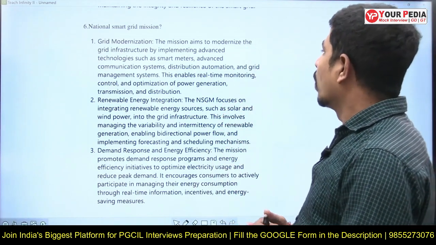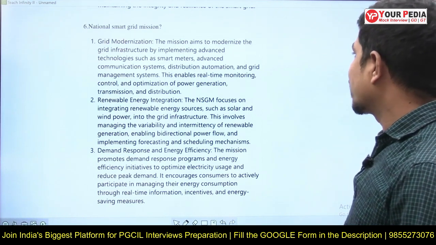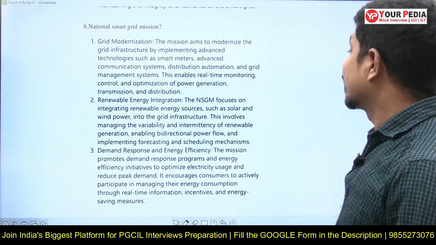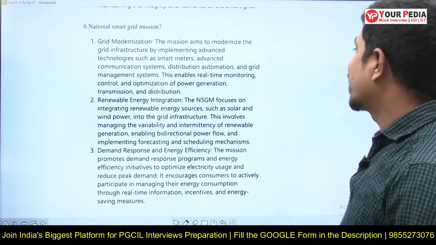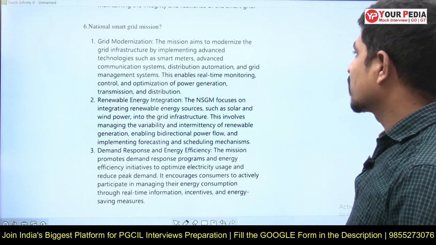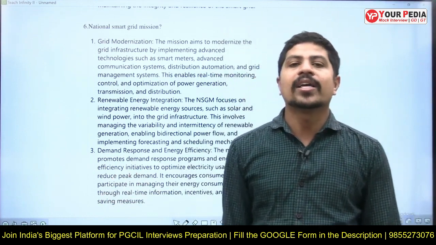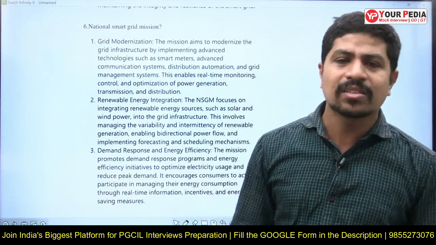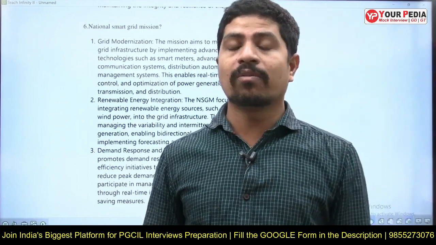Grid modernization. The mission aims to modernize the grid infrastructure by implementing advanced technologies such as smart meters, advanced communication systems, distribution automation, and grid management systems. This enables real-time monitoring, control, and optimization of power generation, transmission, and distribution. India is becoming a technological country. It is already a technological country, and it is still advancing. So the main motto of our power grid is to modernize it.